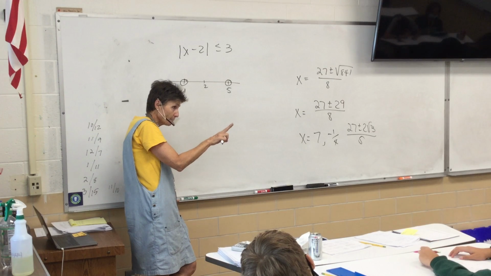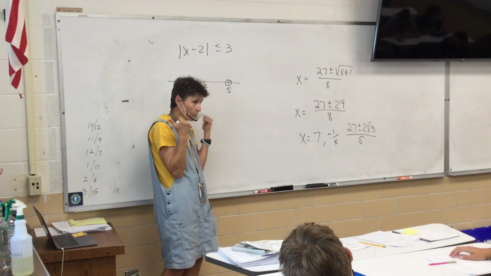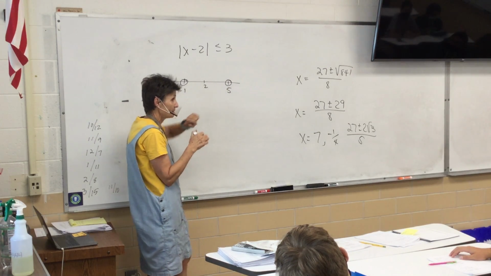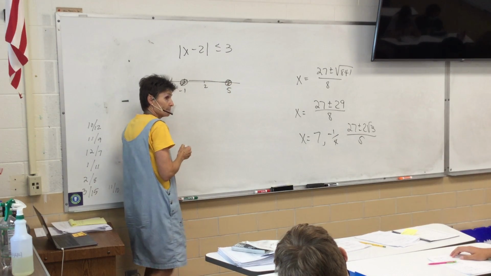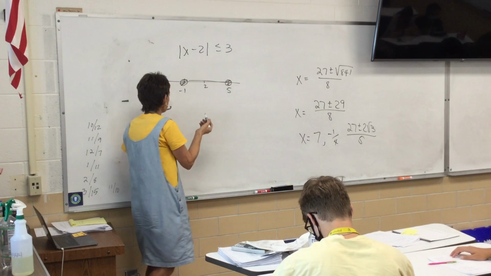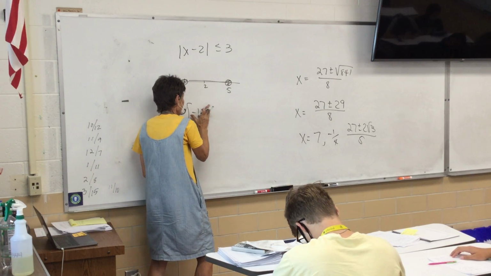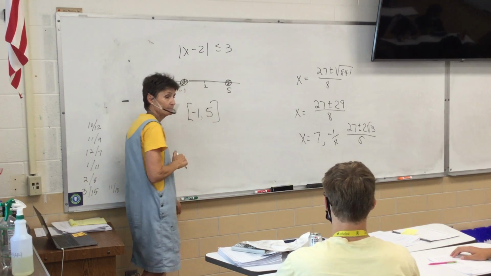2 dots on the number line. I either shade between them or outside. Since this is a less than, I'll color in the dots and shade in between. So my interval is just the numbers from -1 to 5. That's it.